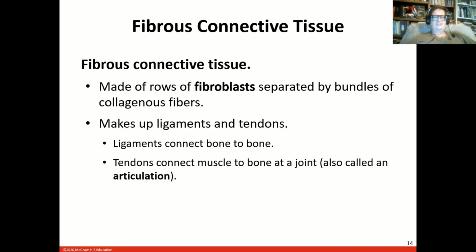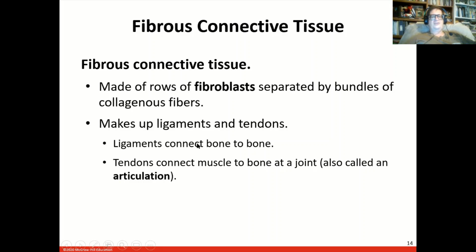Fibrous connective tissue is made out of fibroblasts. It has lots of rows of fibroblasts separated by collagen. Fibroblast, the blast has a B in it, and that B should remind you that they are baby cells. They're going to grow up to be other things, but the B should also remind you of the word build, because these help build things. Okay, the fibrous connective tissue with the fibroblasts living in it.